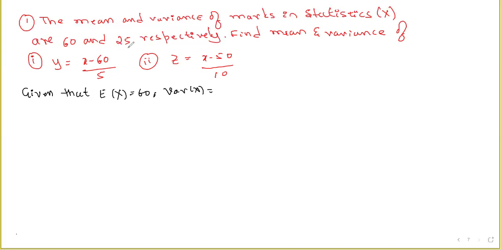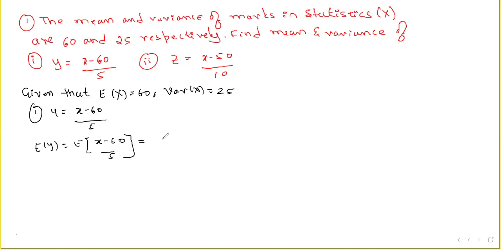What is variance of x? That is 25, right? So first we'll solve y equal to (x minus 60) divided by 5. Then what they're asking is the mean and variance of these variables. So first, expected value of y. Expected value of y is nothing but the expected value of (x minus 60) divided by 5.